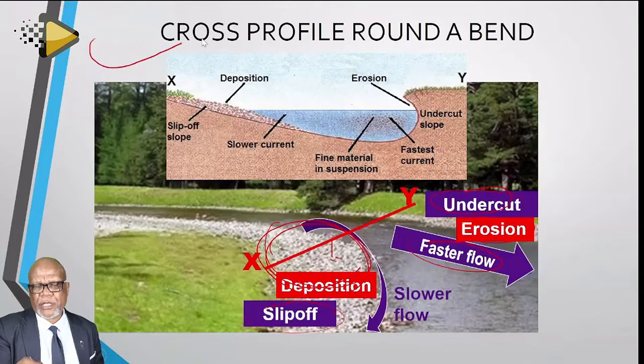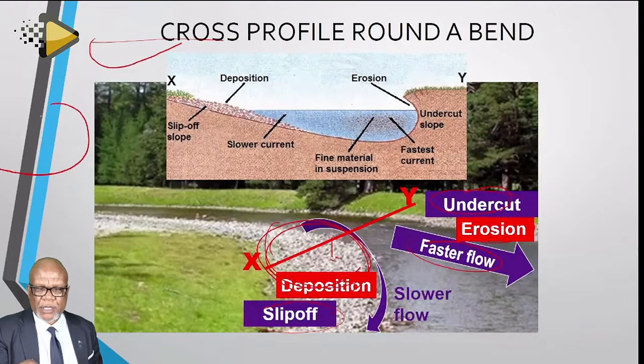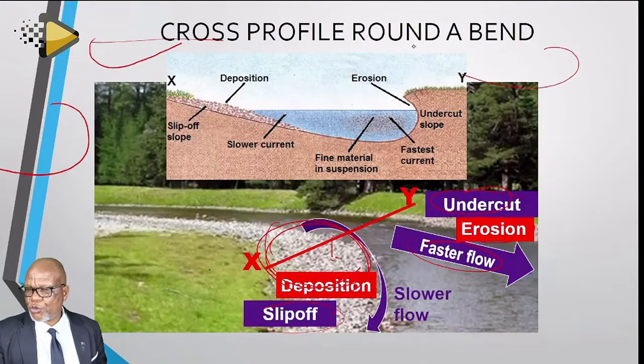If your deeper side is on this side, then your Nike sign will face to the right. If the deeper side is on the other side, your Nike sign will take a different direction. So all you do is put a Nike sign to represent a cross section of a river or a cross section of a meander.